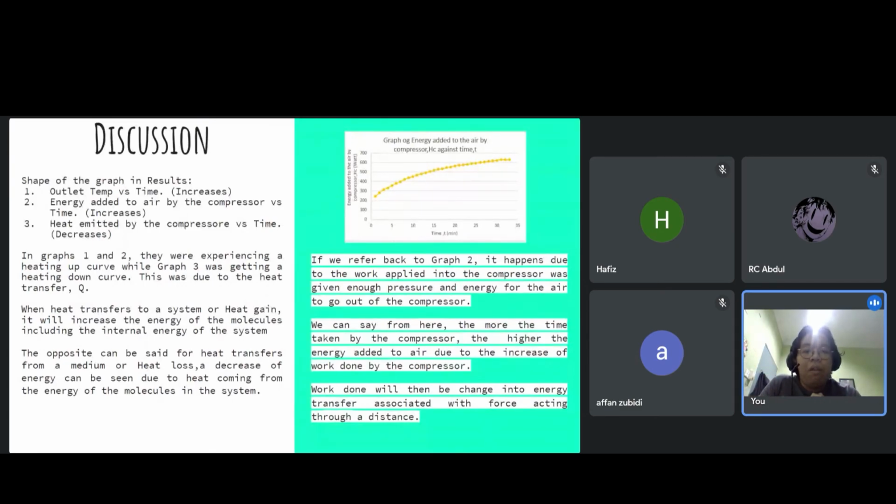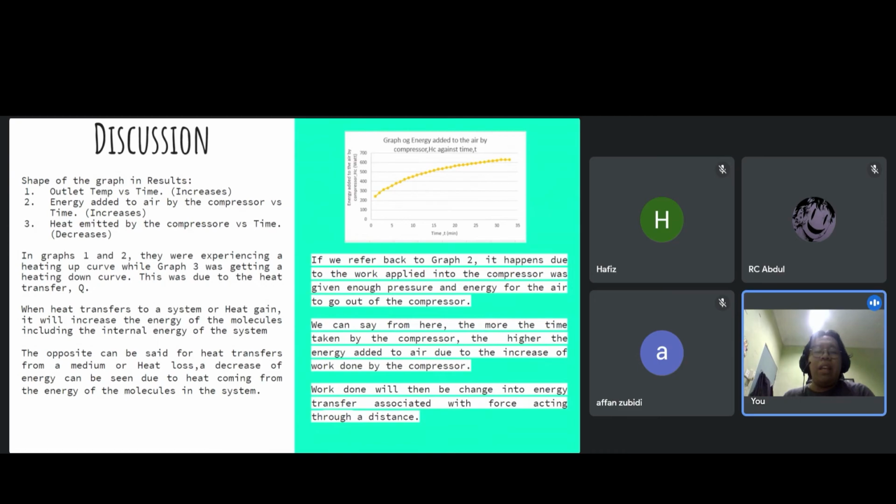So from the graphs that was shown just now, we could see that for the first graph it increases. Same goes for graph number 2, while number 3 decreases. In graphs 1 and 2 they were experiencing a heating up curve, while graph number 3 was getting a heating down curve. This was due to the heat transfer, which is Q.